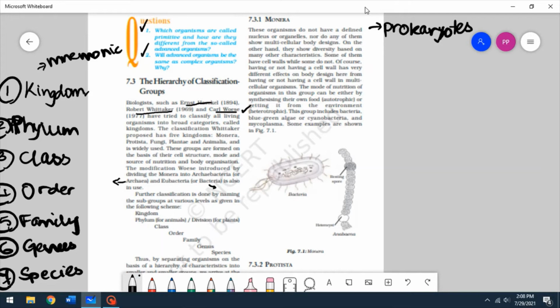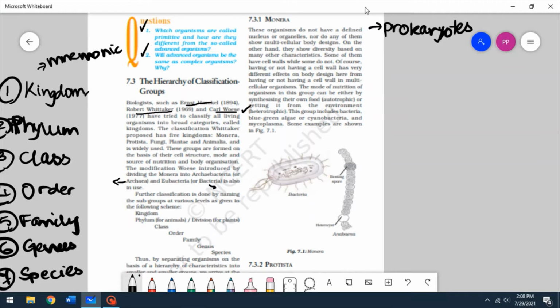On the other hand, they show diversity based on many other characteristics. So these many other characteristics will help us differentiate among the Monera kingdom. Alright, so some of them have cell walls while some do not. So having or not having a cell wall has very different effects on body design here from having or not having a cell wall in multicellular organisms. So in multicellular organisms, having a cell wall would classify the organism into the plant division but not having a cell wall would put it in the animal bucket. Let's say it's the plant bucket and the animal bucket.